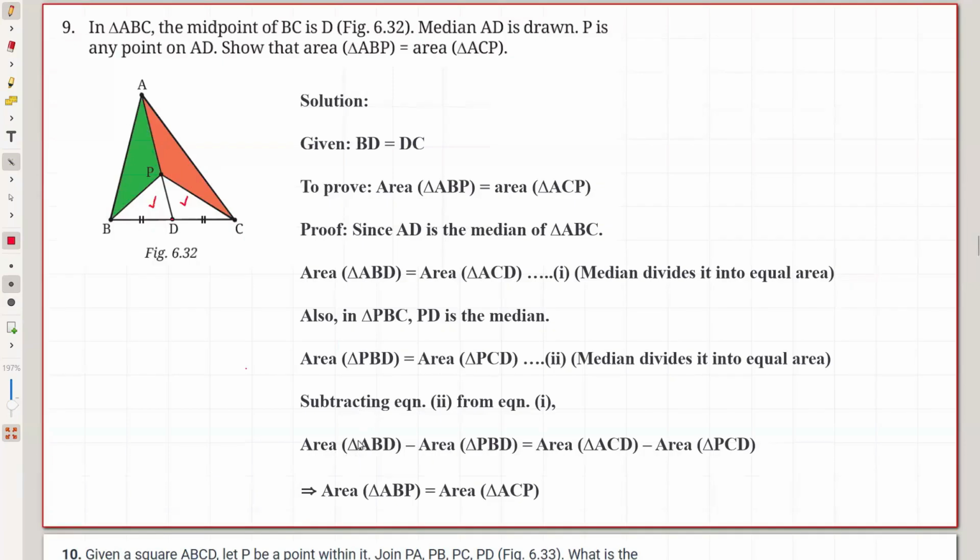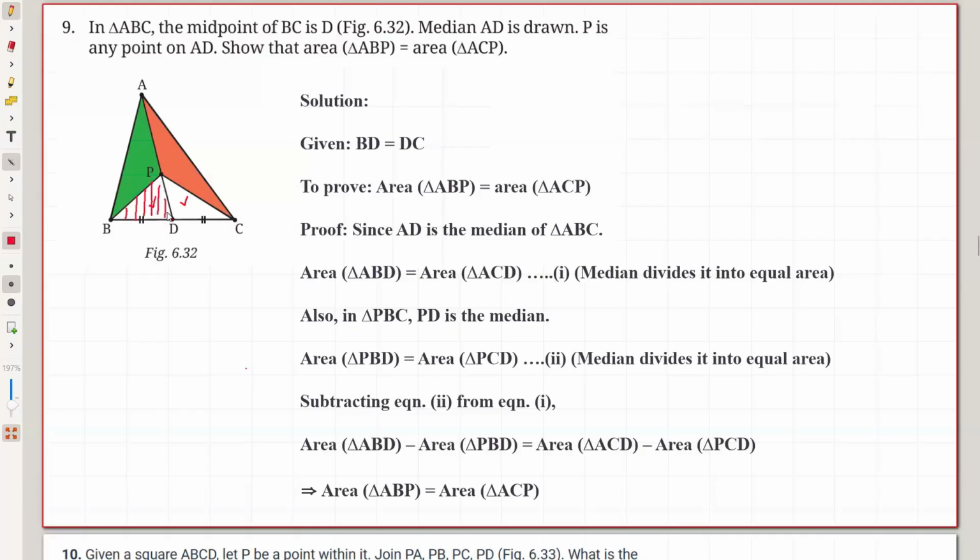Area of the triangle ABD minus area of the triangle BBD. On the right-hand side, area of the triangle ACD and area of the triangle BCD. Okay, so if I just subtract it, from the big triangle ABD, if you just subtract this portion, you'll be getting ABB.